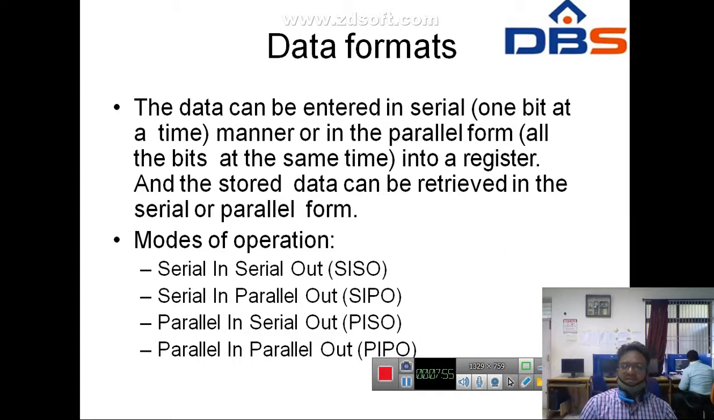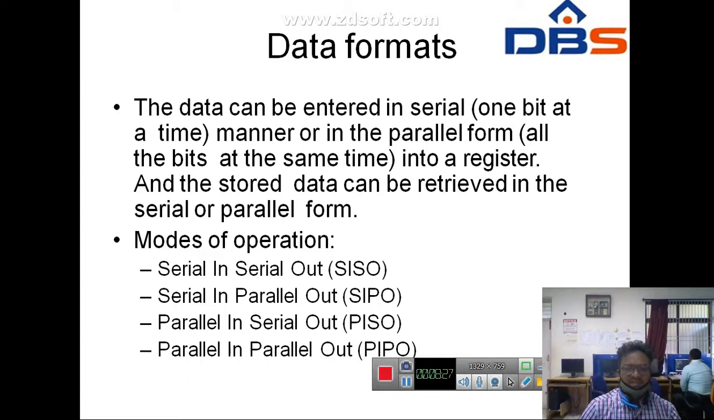Parallel means either 4 bit, 8 bit or 16 bit, and we put those bits at the same time into a device or register. The stored data can be retrieved in serial or parallel form. So here we have different modes of operation in these registers.